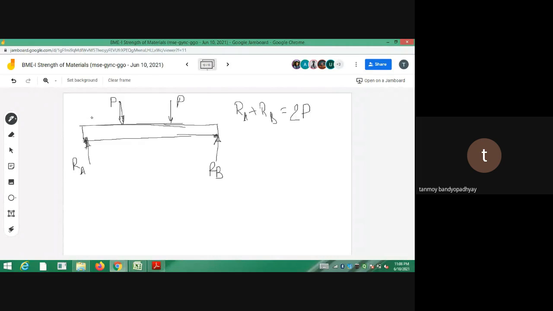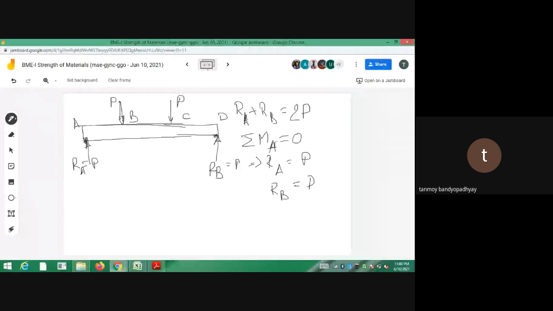Now you calculate the moments about the points A and B. So this is your A, B, C, D. So you do sigma MA is equal to 0. You find out the moments of everything, and you'll come to RA is equal to P and RB is equal to P. So this one is equal to P and this one is equal to P.